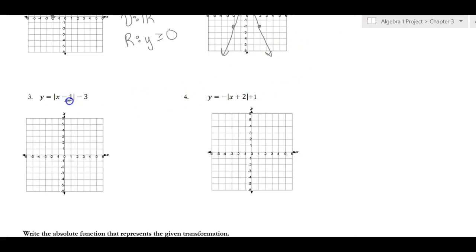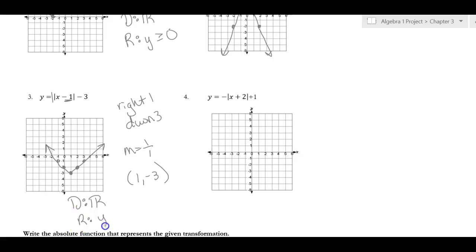Okay, so a negative 1 with the x tells me it goes to the right 1, and then it goes down 3, and my slope is 1 over 1 because there's a 1 in front, and my vertex is 1, negative 3. So 1, negative 3, and then up 1 over 1. There's your V. My domain, again, is all reals because arrows go to the left and right. This one, my range, it goes above, and it goes above negative 3.